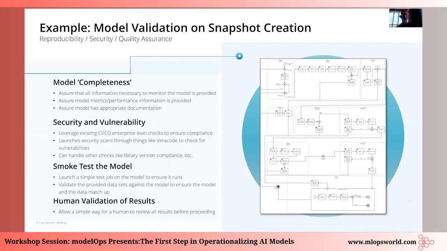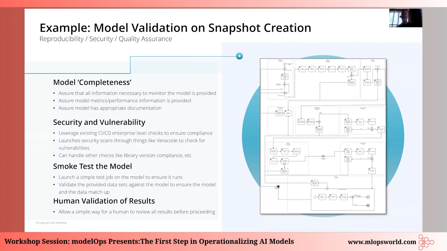Now, our company already has a Veracode instance set up and it's already scanning our software. So we're going to leverage our integration with Jenkins to launch a job from within our system that actually launches a job in Jenkins. And we're going to track that and associate it right back to the model. So when we go to look at the model later, we'll be able to see those results directly within our system. And then finally, we're going to smoke test the model to make sure it actually executes.